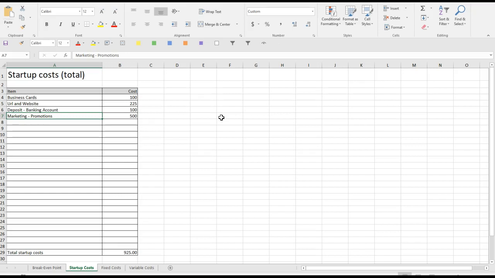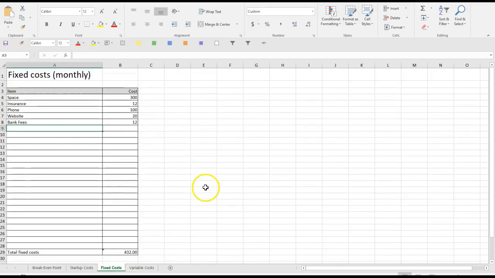So here I've itemized all my startup costs. And when you put these into the spreadsheet, it will sum them for you. So here are all of my startup costs, and this is my $925. What I'd like for you to do in this assignment is itemize your startup costs. So what is the item, along with the cost that's associated with that item?